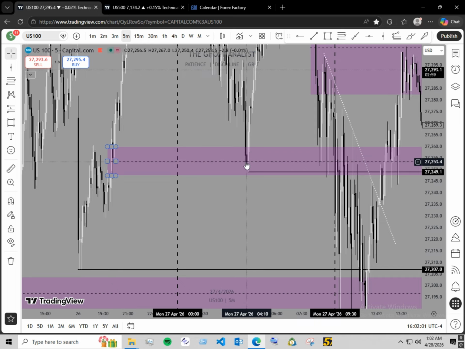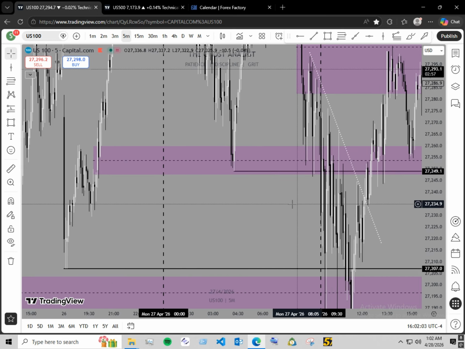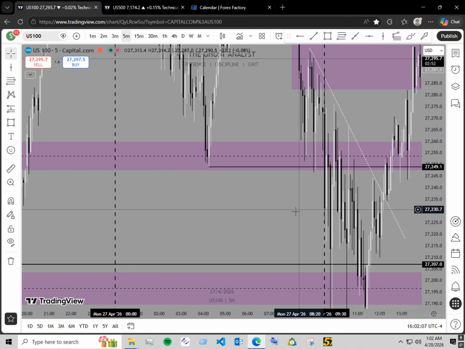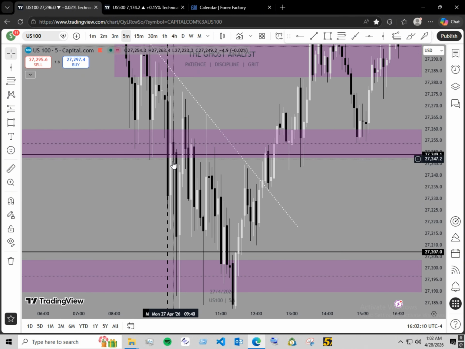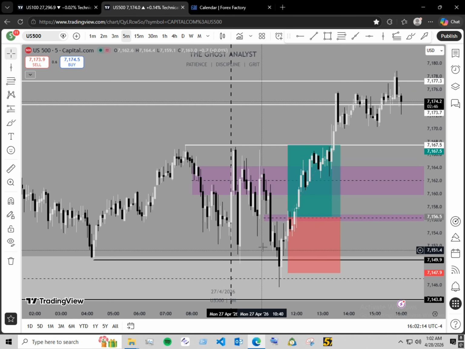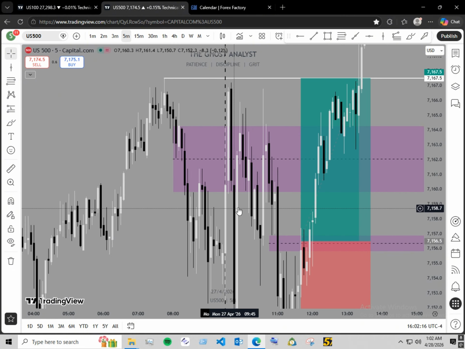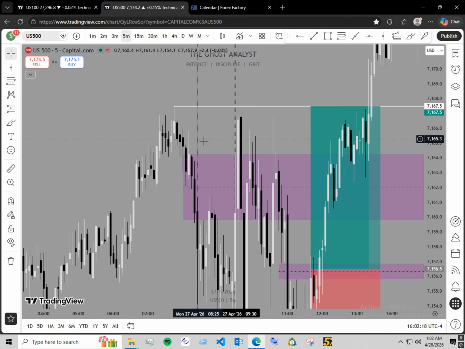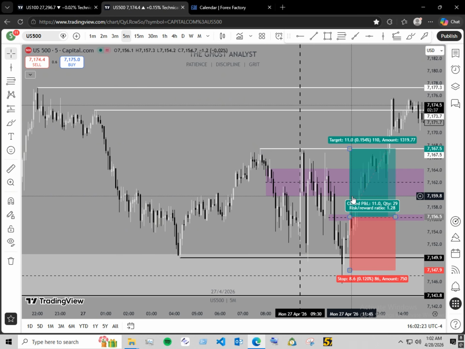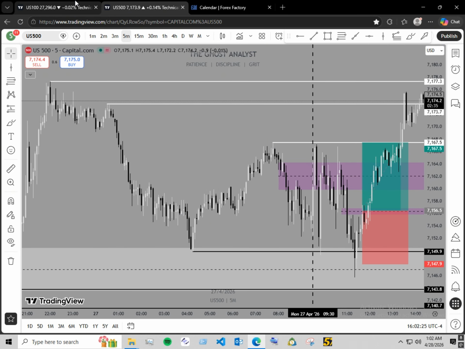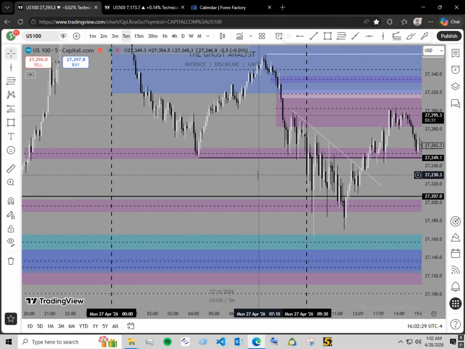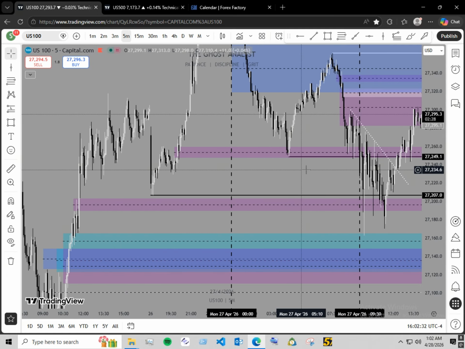We came down, we swept this low in this already mitigated 15-minute gap, and as I told you, I was not confident in this. Although it showed some displacement towards the upside, I was not confident. Why? Because at the same time in US 500, where were we? We were super bullish and we were close to taking out this drawn liquidity, which I later on target, and I will talk about that trade too. So I did not take this because ES had already reached its drawn liquidity.